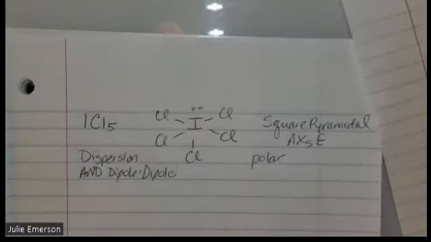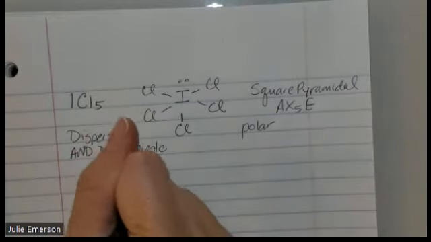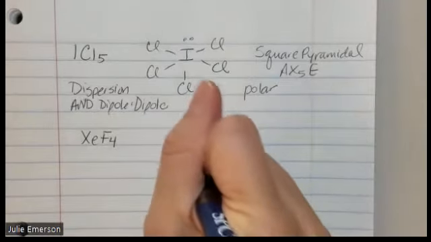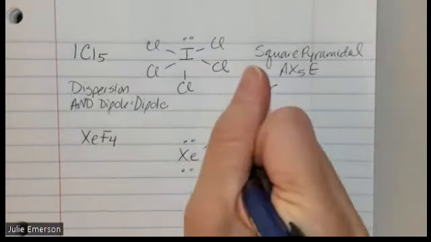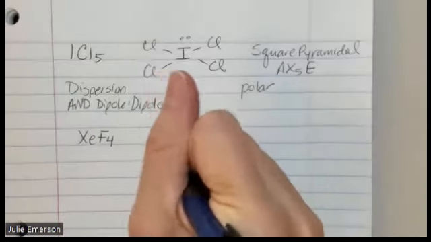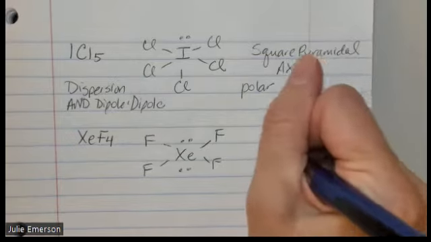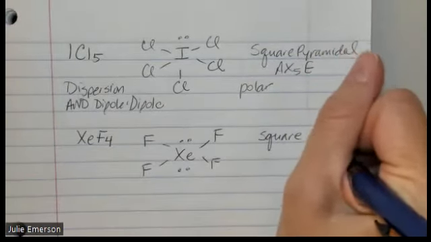And then the last one here, this is one of those exceptions, the XeF4, the xenon tetrafluoride. So in this one, if you remember doing this one, you have 2 lone pairs on the xenon, and then you've got your 4 fluorines attached. So again, it starts out as an electron geometry of octahedral, but the more specific molecular geometry here is AX4E2, which is square planar.